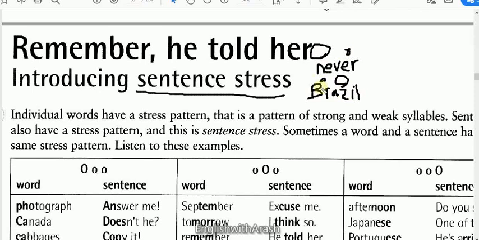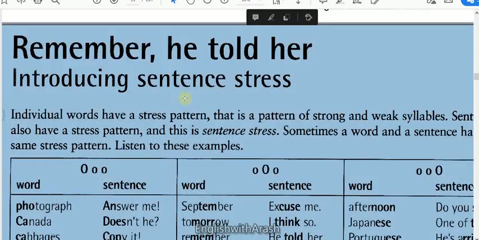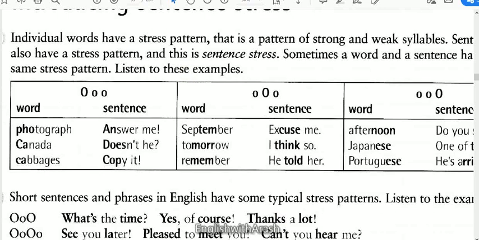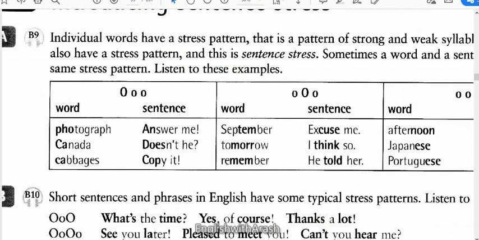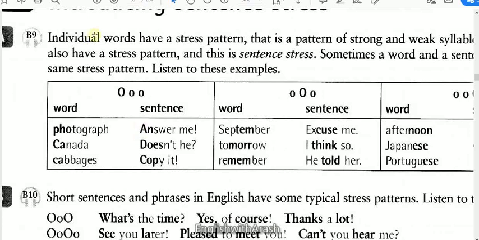Sometimes I tell you today's lesson is easy, but today's lesson is not easy actually. If you really want to learn this, you have to pay more attention, because it's sentence stress and it's going to get hard at some part here, but I'll try to explain it. So make sure you ask me any question you have. I'm going to read this first.